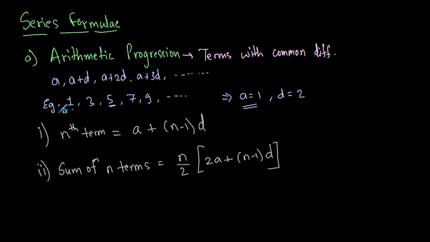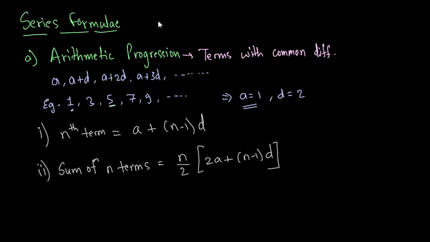The first term in this example is 1, so our a is equal to 1, and the difference between two successive terms here is d. So the d here is 2. 3 minus 1 is 2. 5 minus 3 is 2 again. 7 minus 5 is again 2. So any two successive terms have a difference of 2.